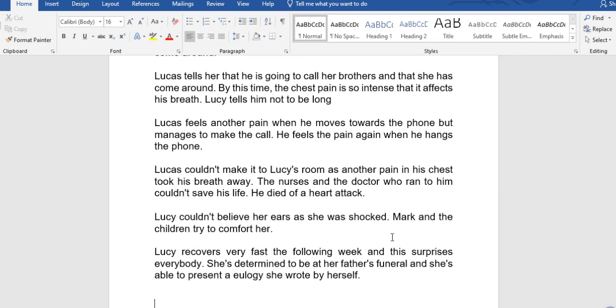Lucy couldn't believe her ears as she was shocked. Mark and the children tried to comfort her. Lucy recovers very fast the following week, and this surprises everybody. She's determined to be at her father's funeral, and she's able to present a eulogy she wrote by herself.